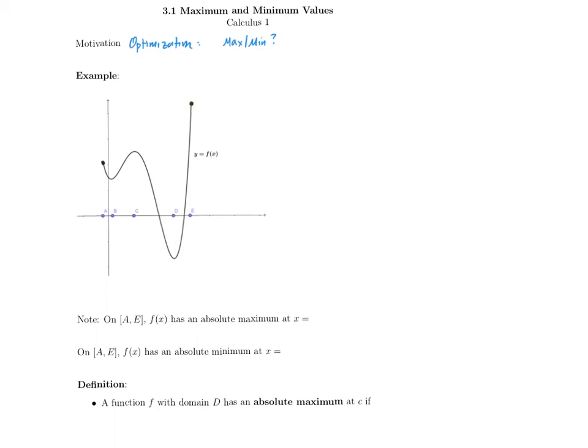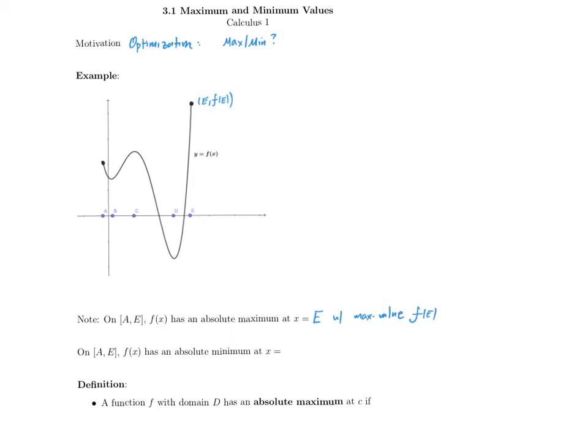So in this case, yes, it has an absolute maximum when that input x is equal to e, and we say it has a maximum value that would be the largest possible output of f of e. And that's corresponding to this point on the graph, e comma f of e.